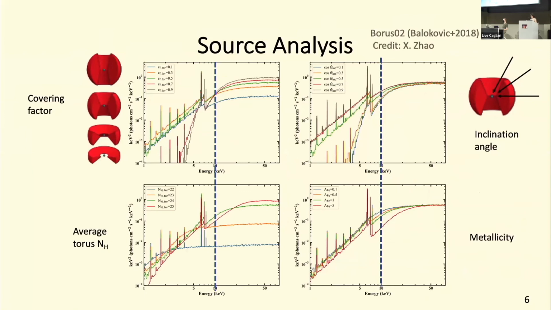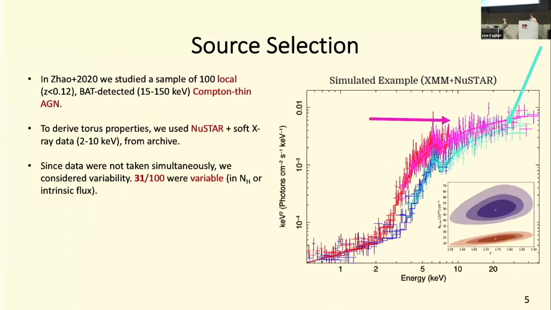And here I'm showing just how for the BORUS model in particular, the spectral shape can change when you have different covering factors, from a very obscured source to a very thin torus, different inclination angles, a different average torus NH, and even different metallicities, although this is not something that we aim to model yet in this work. So this work performed by Shuri et al., derived the torus properties using one NuSTAR observation and one soft X-ray observation, all from the archive.